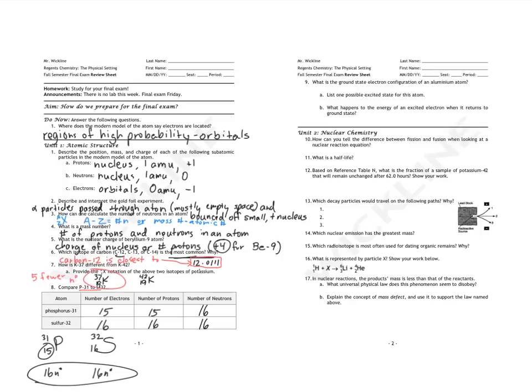Okay, let's do the ground state electron configuration of an aluminium atom, which is the fancy British way of saying aluminum.